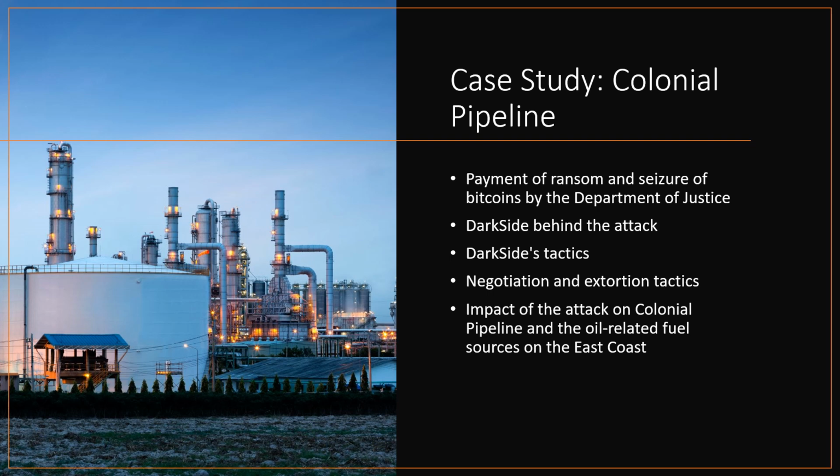Let's talk about a case study, and that's going to be the Colonial Pipeline attack. This is a very, very notorious attack, very popular, happened in May 2021. And it kind of served as a cautionary tale for ransomware groups as well as a wake-up call for some companies. So it was an attack on the Colonial Pipeline. The initial attack vector will be talked about in the next slide.